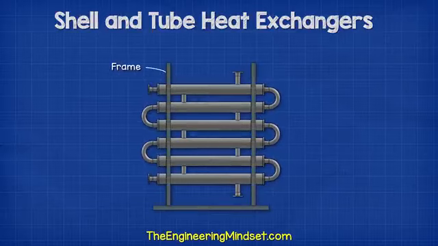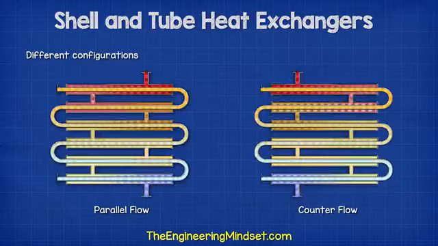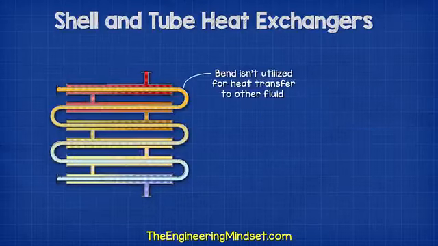Typically, these will all be made from stainless steel. One fluid will flow through the tube and another will flow through the shell. The two fluids are separated by the tube wall and transfer thermal energy through this tube wall. The different configurations result in different temperature profiles and heat transfer. In this design, the bend at each end isn't utilized for heat transfer, and heat can be wasted here. However, manufacturing this heat exchanger is cheaper and obviously easier.